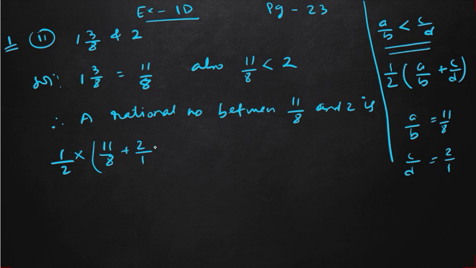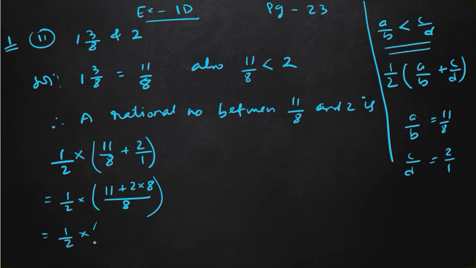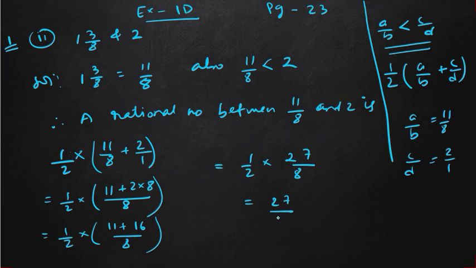So half into, you need to take the LCM. LCM of 8 and 1 is 8. So 11 plus 2 into 8 over 8. So this will be 1 by 2 into 11 plus 16, 16 by 8. So 1 by 2 into 27 by 8. So the answer is 27 by 16. So this is the rational number. So questions number 1, 3, 4, these will all be homework. So try it.